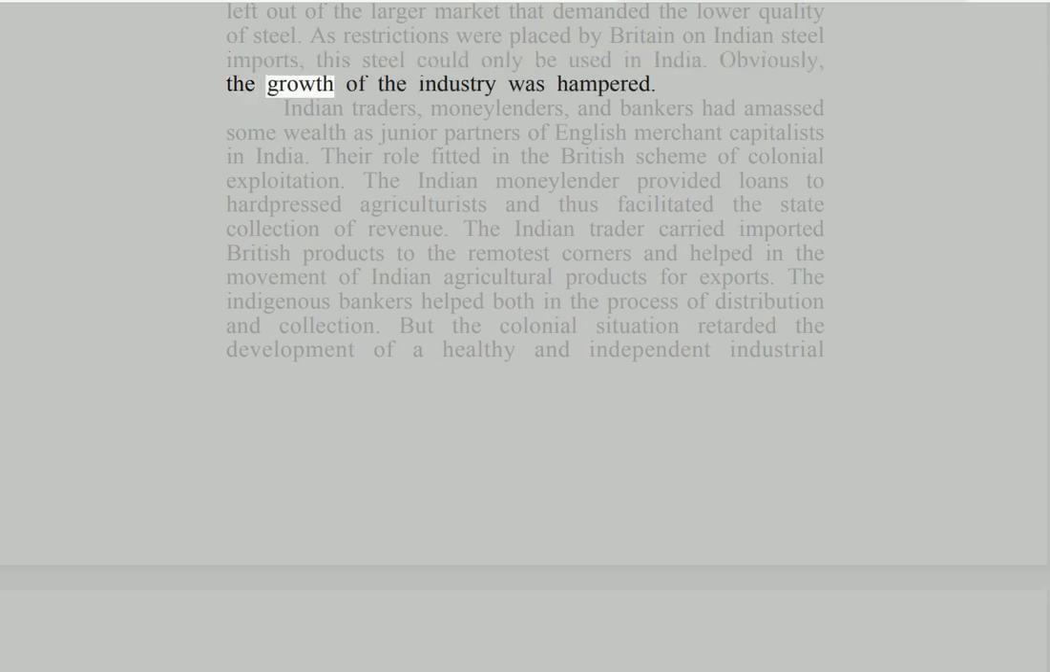Obviously, the growth of the industry was hampered. Indian traders, moneylenders, and bankers had amassed some wealth as junior partners of English merchant capitalists in India. They rode the British scheme of colonial exploitation. The Indian moneylender provided loans to hard-pressed agriculturists and thus facilitated the state collection of revenue. The Indian trader carried imported British products to the remotest corners and helped in the movement of Indian agricultural products for exports. The indigenous bankers helped both in the process of distribution and collection.